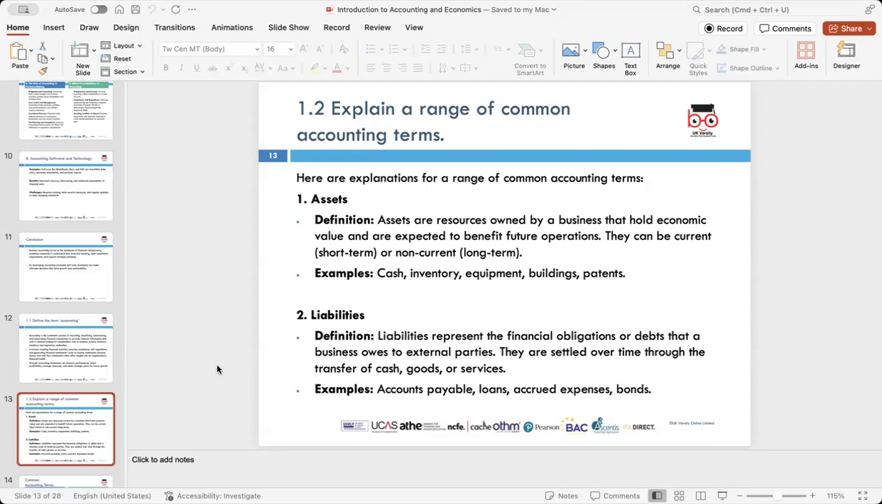Then next is liabilities. Liabilities represent the financial obligations of a business, meaning the debts or money it owes to external parties. These obligations must be settled over time through payments or services. Examples: accounts payable, bank loans, bonds, and accrued expenses.